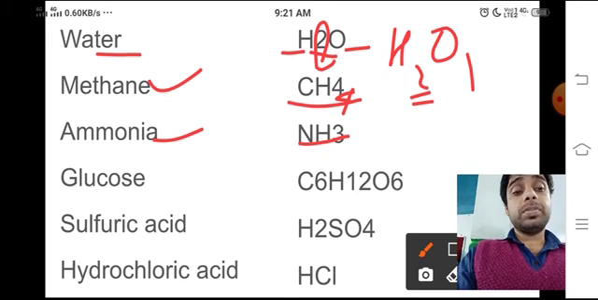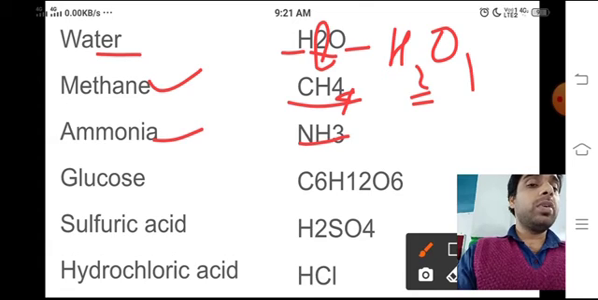If someone asks what the constituent elements present in glucose are, you can say carbon, hydrogen and oxygen, not 6, 12 and 6. That is the number of atoms present in that glucose.